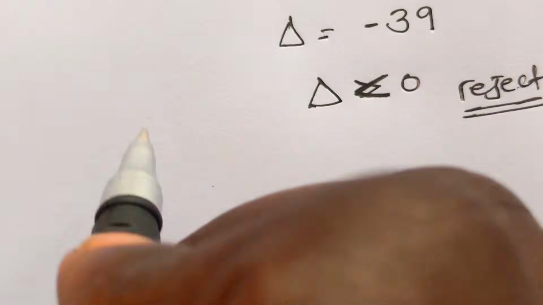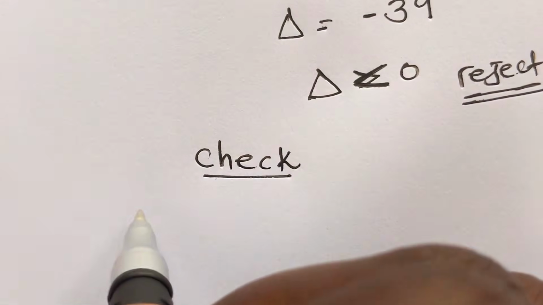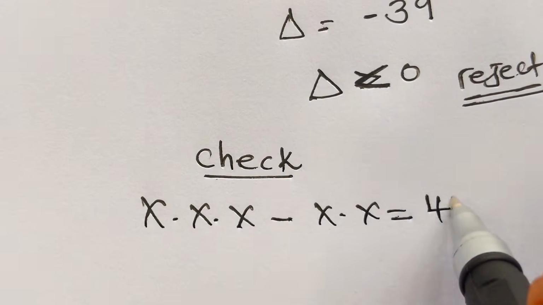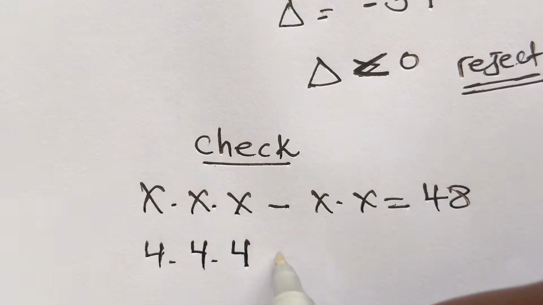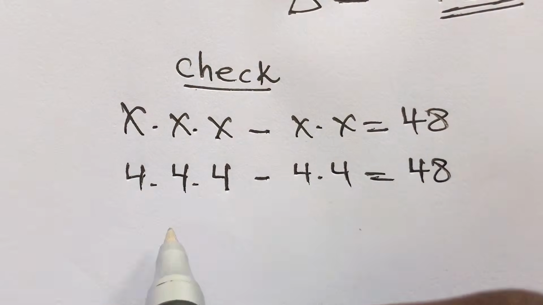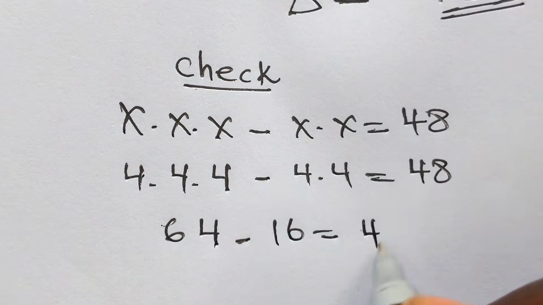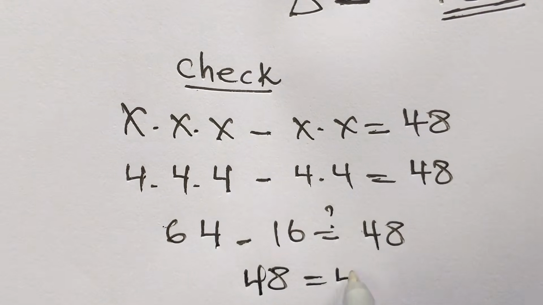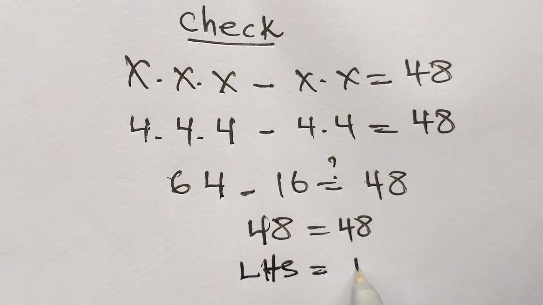Now we are going to check if the answer is correct. I've been given x times x times x minus x times x equals 48, and here we have 4 times 4 times 4 minus 4 times 4 equals 48. This is 64 minus 16, which is equal to 48, and this is equal to 48, so the left hand side is equal to the right hand side.